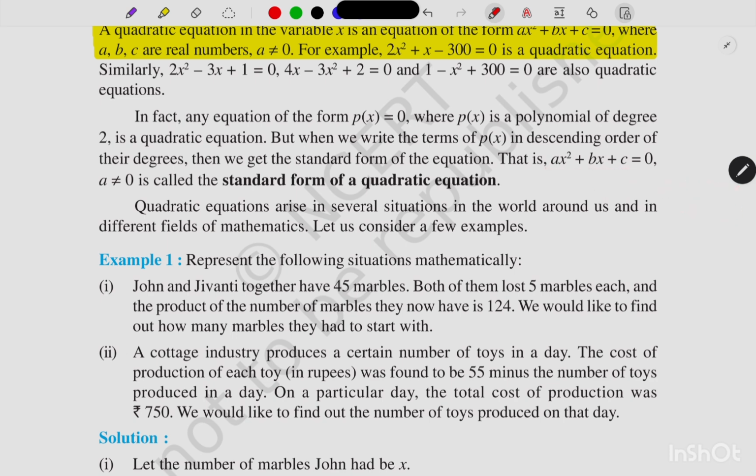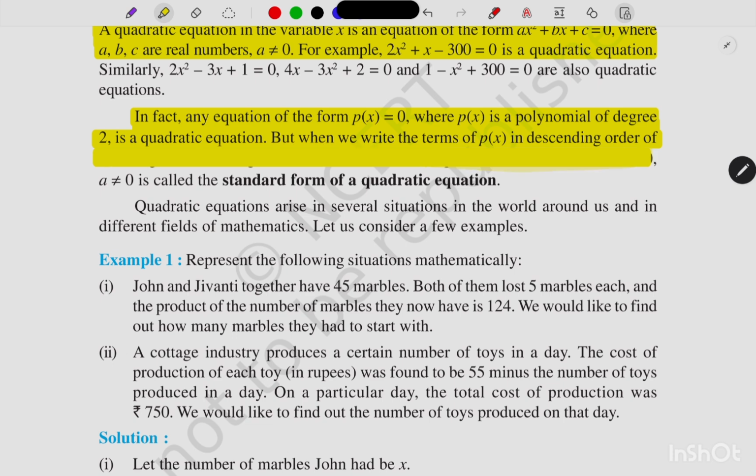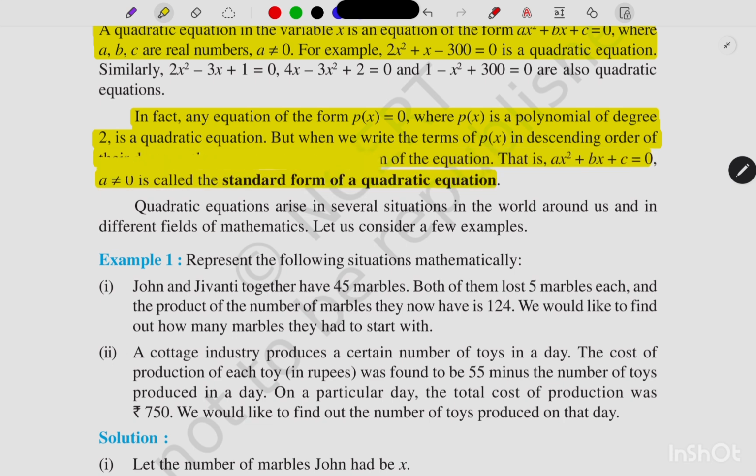Understood? And here a is not equal to 0. A is not equal to 0, very important, and a, b and c belong to real numbers. This is called the standard form of a quadratic equation. This is another way of defining what a quadratic equation is, must be learned, very important, can be asked in multiple ways in the exam, mostly for 3 mark and 5 mark questions. I assure you that.